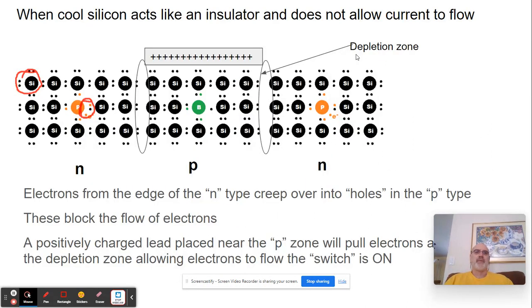Yay, it did it. All right, if you put these together, silicon is cool. It acts like an insulator. It doesn't allow current to flow.